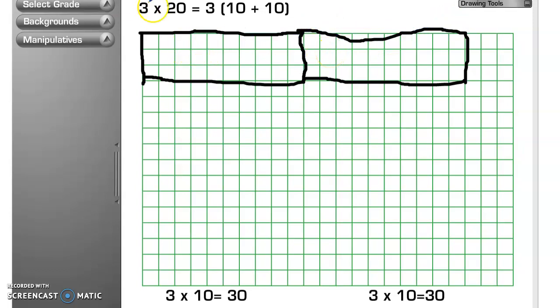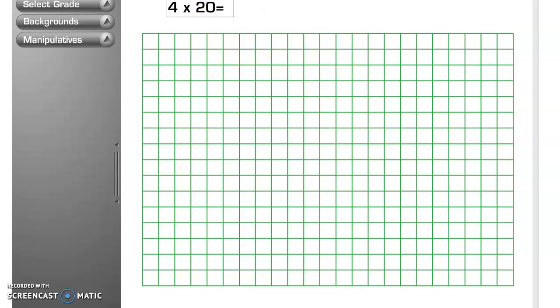So when I have 3 times 20, I can break the 20 into two 10s to make it easier to multiply. So 3 times 10 and 3 times 10, and then I can just add them. So 30 plus 30 equals 60. So the diagram here shows 60. I want you to now try 4 times 20. Make sure to draw this and write it down on a Post-it and turn it in.